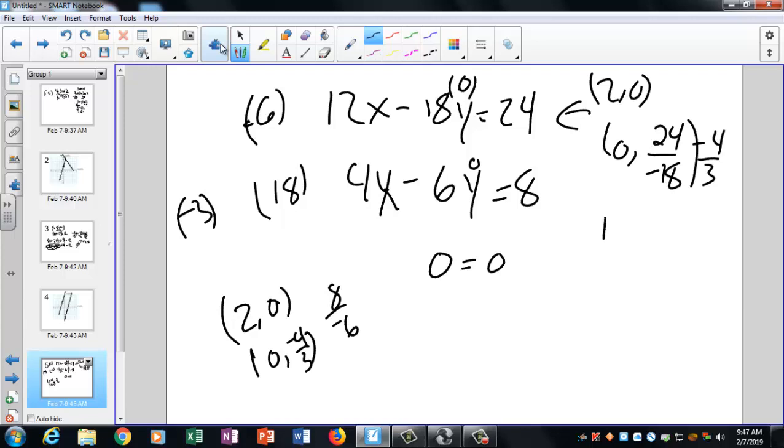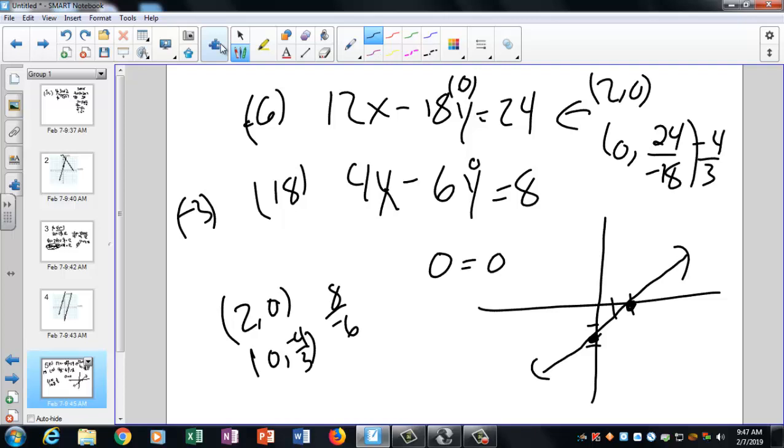So notice what we have. For the first equation, the x-intercept is 2, 0. The y-intercept is negative 4/3. The graph looks like this. Right? The next equation, the x-intercept is 2, 0. The y-intercept is 0, negative 4/3. And that graph looks like this. Where do they intersect?